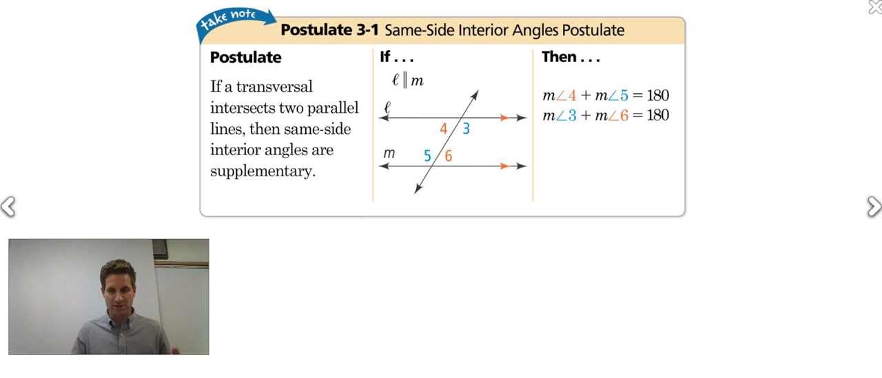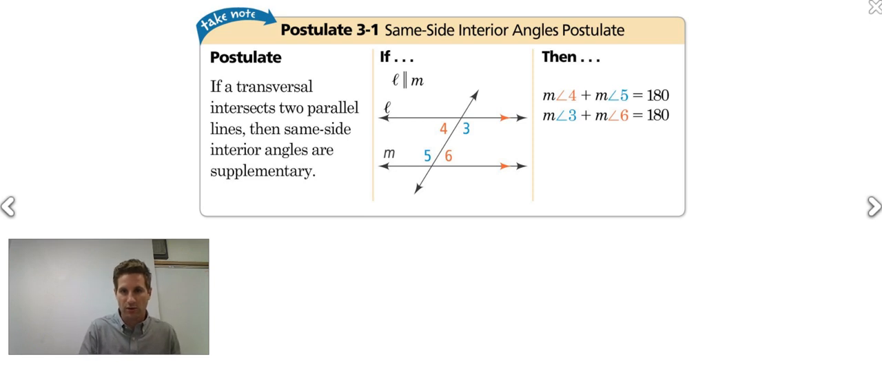Okay, write this postulate down. This is the same side interior angles postulate. Basically, if you have same side interior angles, they're going to add up to 180 degrees. So 4 and 5 are 180 degrees, 6 and 3 are 180 degrees. Again, they're on the same side and they're on the interior of the two parallel lines.